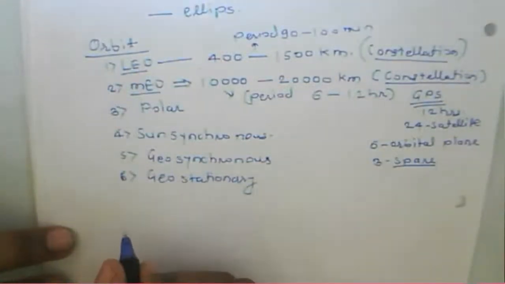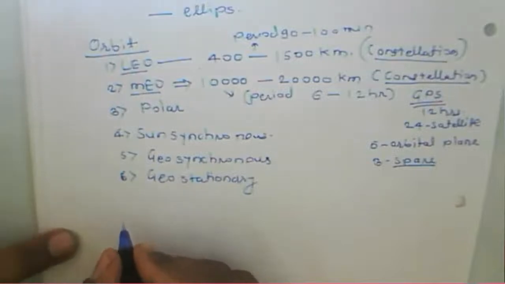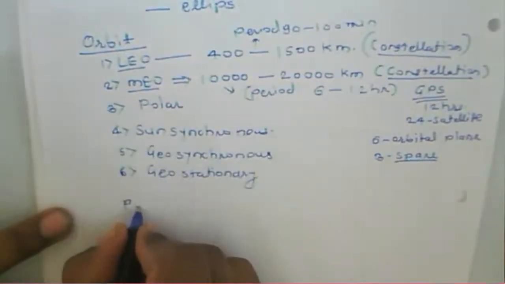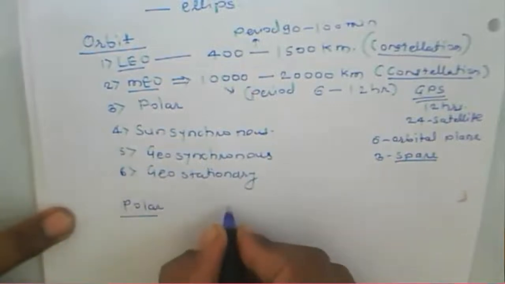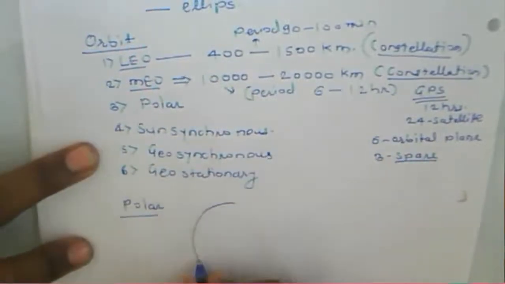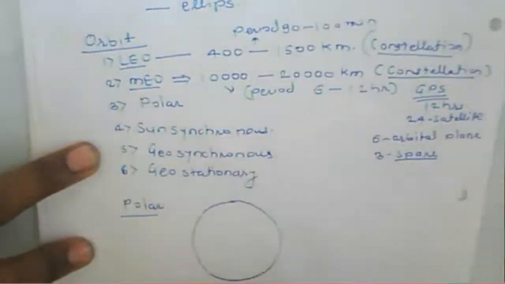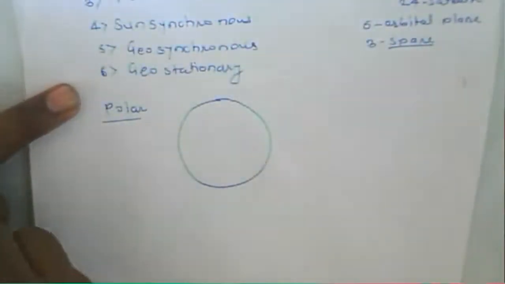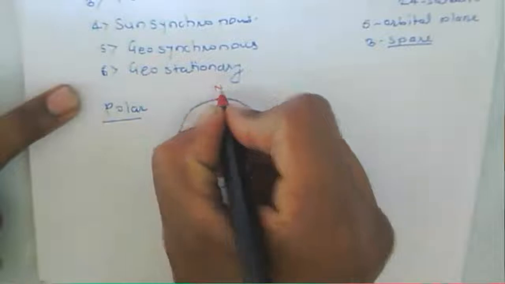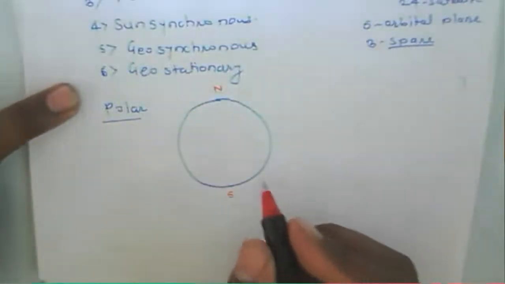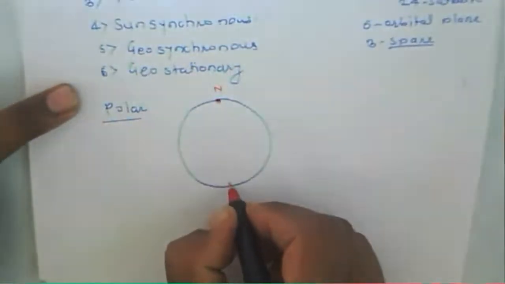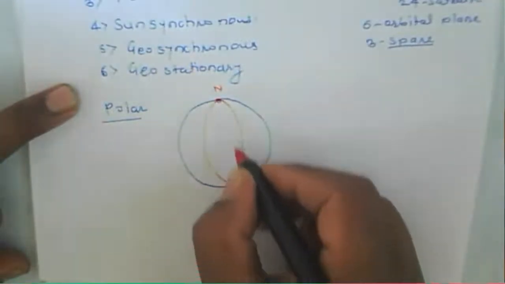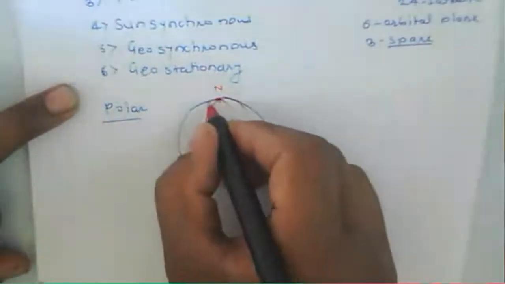Then next, the polar orbit. In the case of a polar orbit, we say this is our Earth, and for the given Earth, there will be a north and south here. So from north to south, there may be an orbit like that. It will look like that.